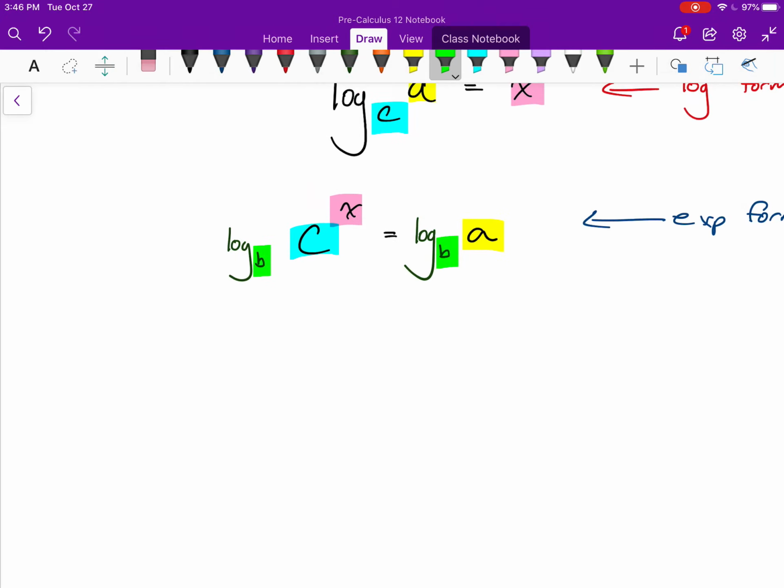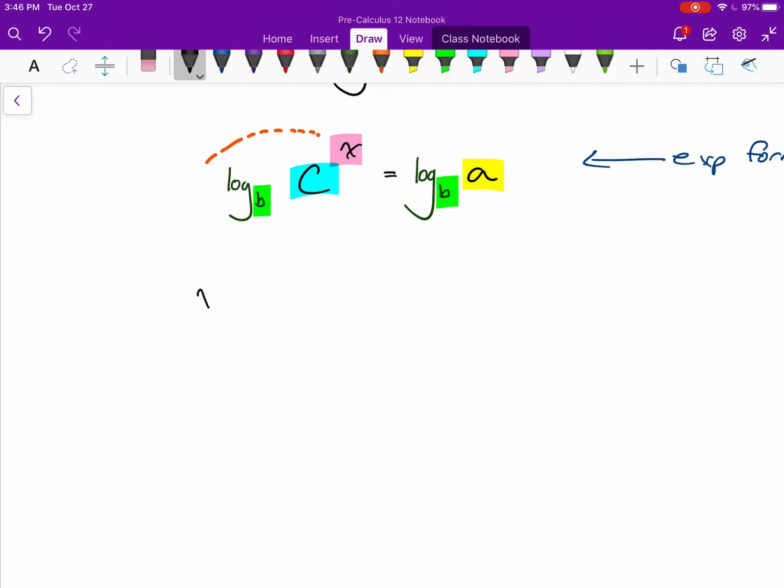Why am I doing that? Because then I can take this x and use the power law and write it as a coefficient. So that left side of the equation I can write as x times the log base b of c equals the log base b of a. And so in practice, the idea of logging both sides of an equation is quite helpful, because using the power law, if we have a variable in the exponent, we can now imagine it as a coefficient. And in practice, we kind of end up getting the variable out of the exponent.